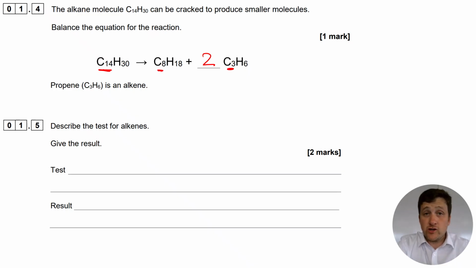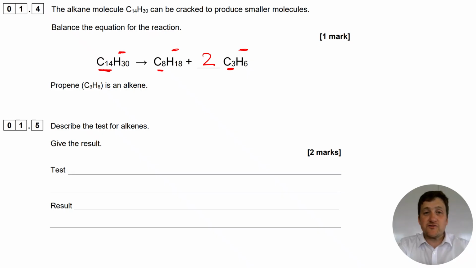So I'm just looking at carbons currently. Then if I look at my hydrogens, hydrogen is 30. Well, that's 18 plus 2 lots of 6 is 12. What's 18 plus 12? Oh, that's 30 already. Done. Nailed it. A lot of the time, I always say to people, if in doubt, chuck a 2 somewhere. Because a lot of the time, for very simple GCSE balancing equations, there are 2s a lot of the time.